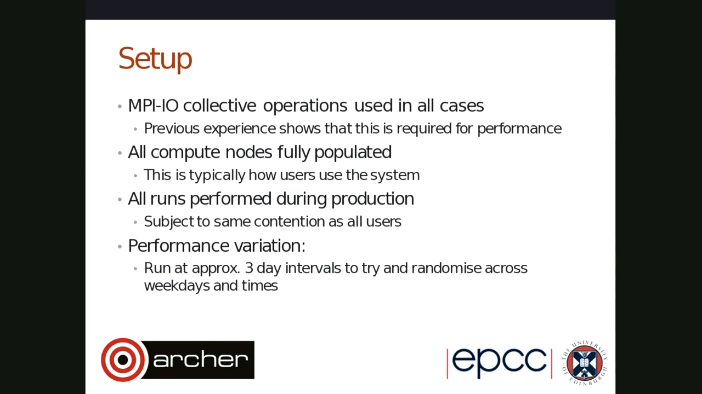All the compute nodes are fully populated. On Archer, this corresponds to us using 24 cores per node, so 24 processes writing per node. On Cosmo, that corresponds to 16 processes writing per node.